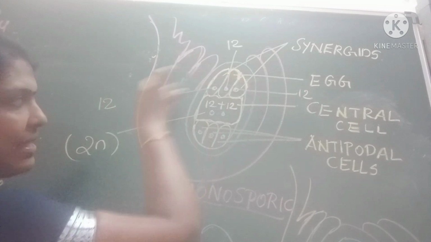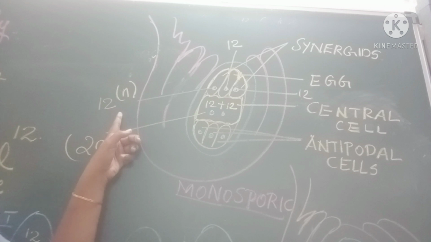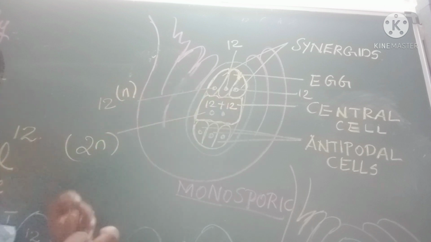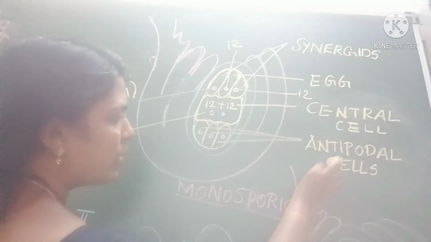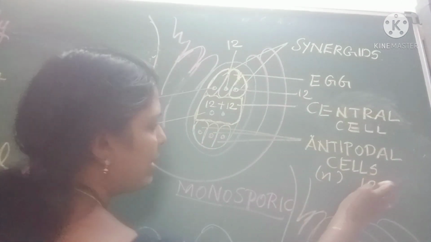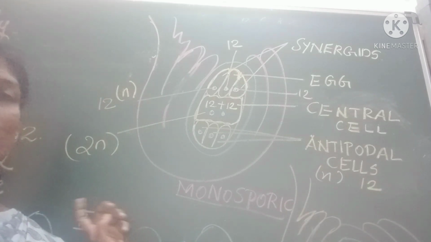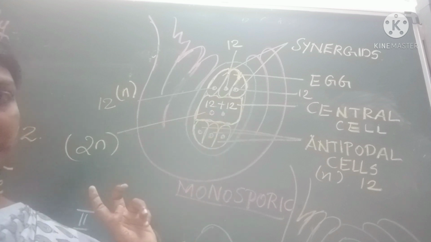But in the case of the egg apparatus, how many chromosomes do we see? n number of chromosomes. Egg should consist of n chromosomes, and the synergid also consists of n chromosomes. And the antipodal cells also consist of n chromosomes, that is 12 chromosomes. So that is about the ploidy of each cell in this embryo sac.